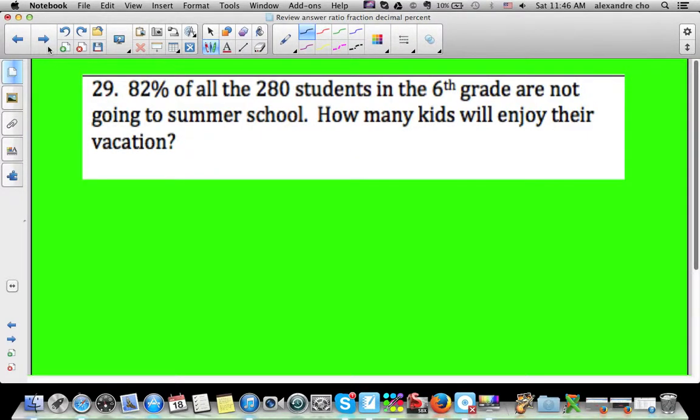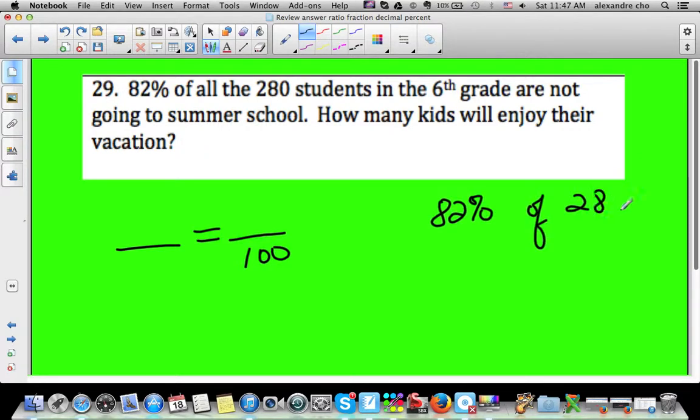82% of all the 280 students in the 6th grade are not going to summer school. How many kids will enjoy their vacation? Okay, so you have choices here. You can either do it this way, where you get 100 here, or you can do it 82% of 280. So let's see which one is easier. Here percent goes on top, and how many students we have? A total of 280.